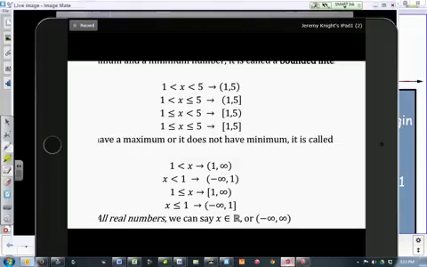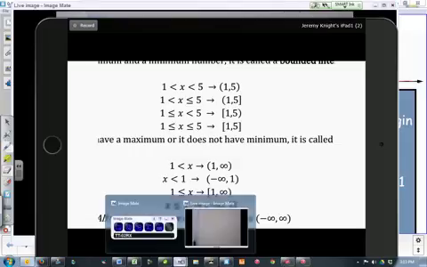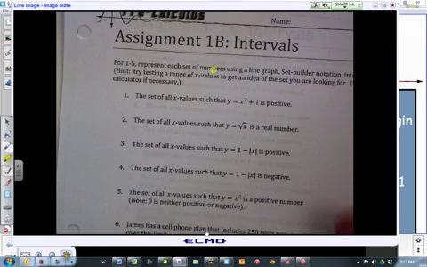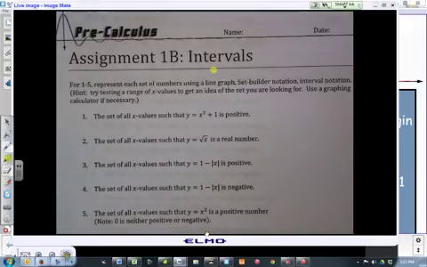So let's try one real quickly. Take a look at that handout. Last little thing here, and then I'm going to have you try the first 5 over the weekend. Can you tell me about the set of all numbers that makes this thing positive? What number could I put in for x that would make this positive?